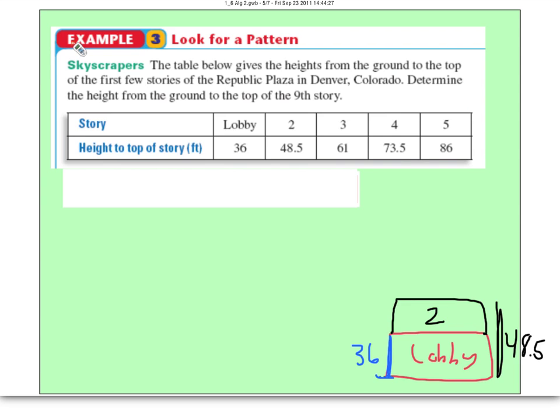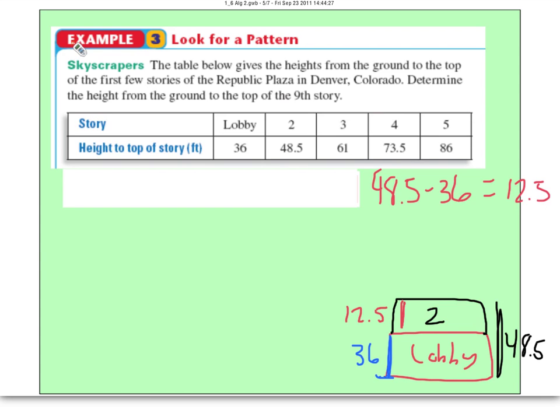So if you just look at the picture, what's the difference? How much more did it actually grow in terms of the height? Well, it's 48.5 minus 36. That's going to be 12.5. So it looks like the second floor was an additional 12.5 feet.